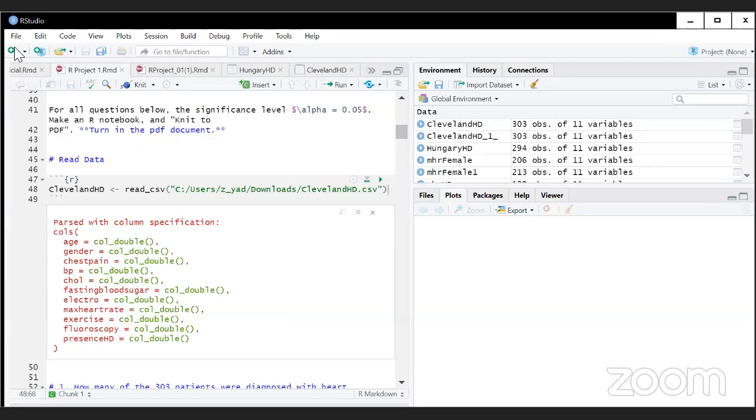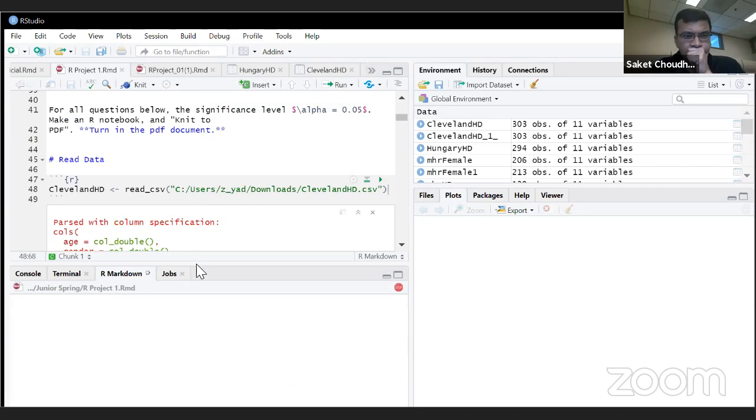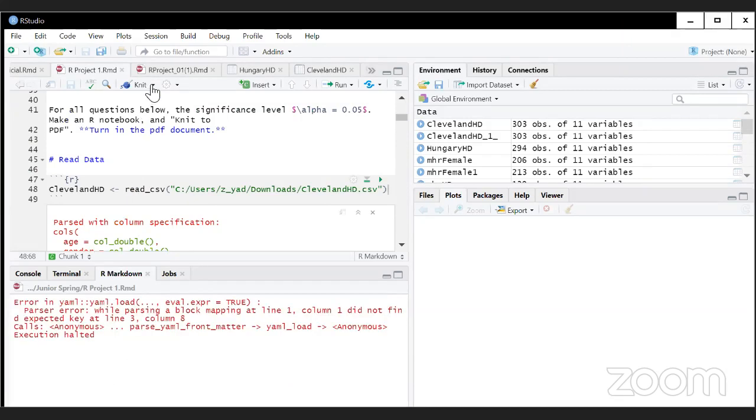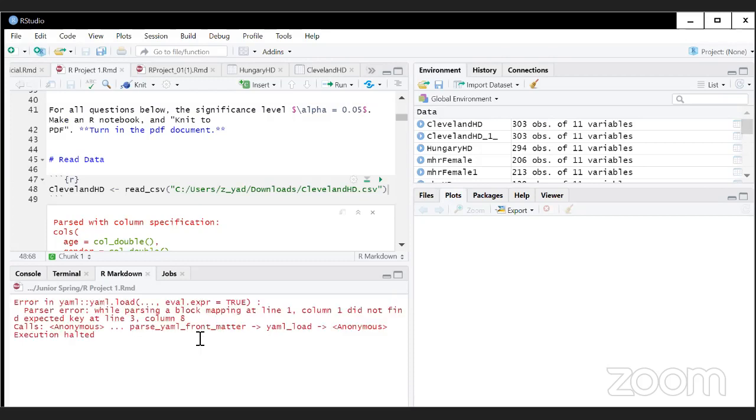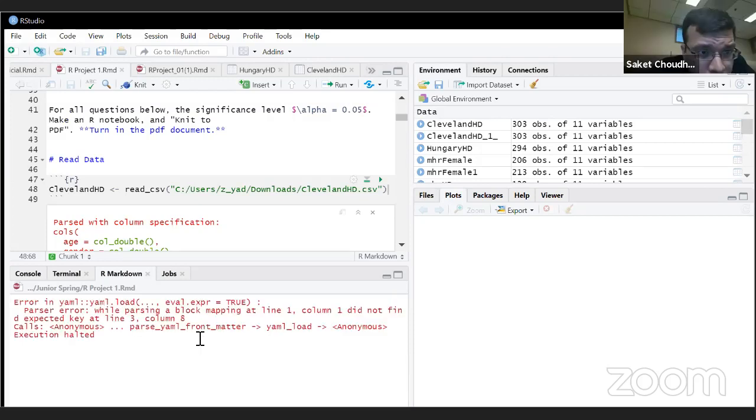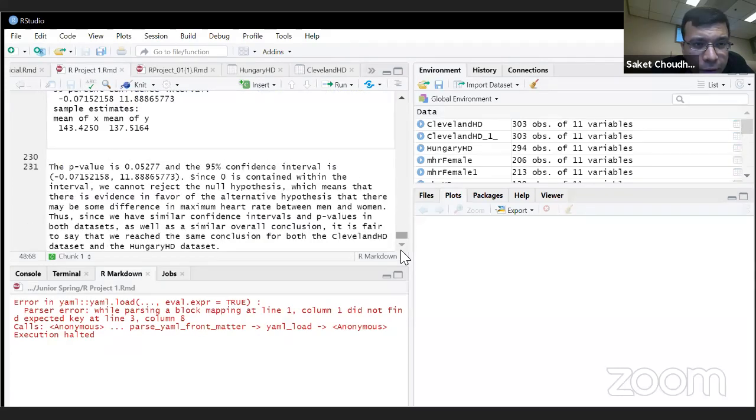But then I knit the document, and this comes up. Or if I want to do it via PDF, that would come up. Oh, I see. Can you scroll to the bottom of your document? Okay, that looks fine.